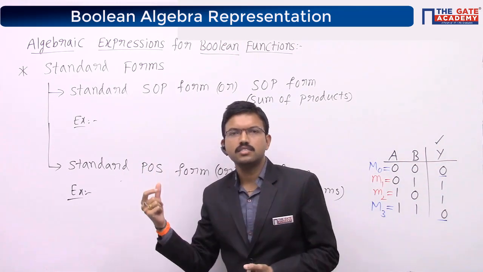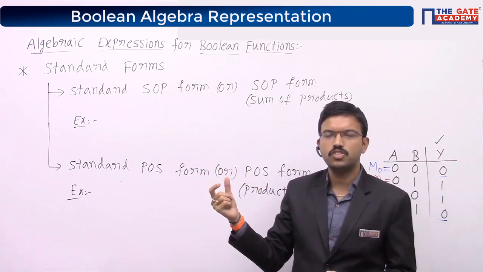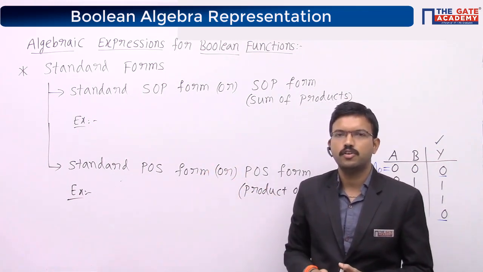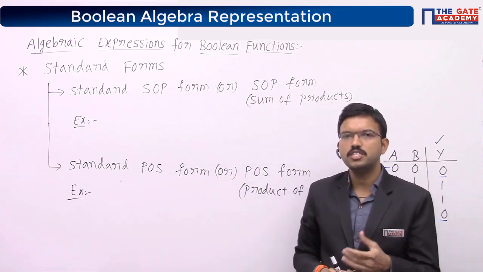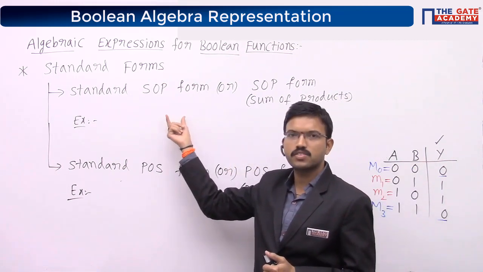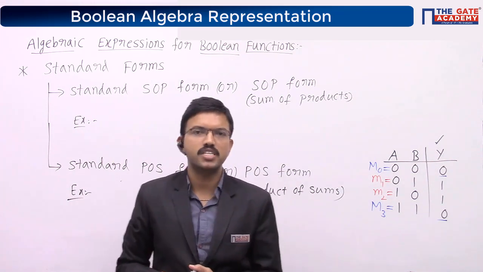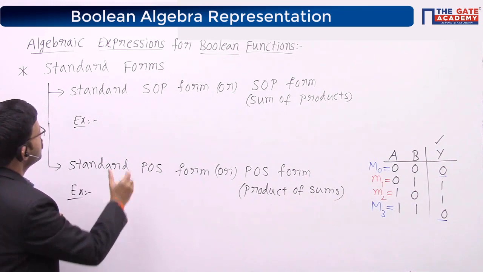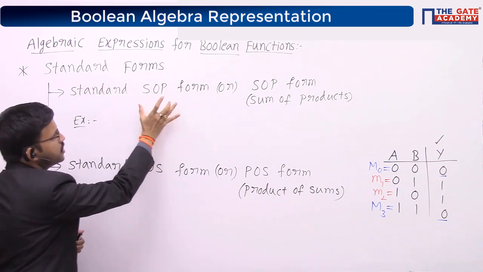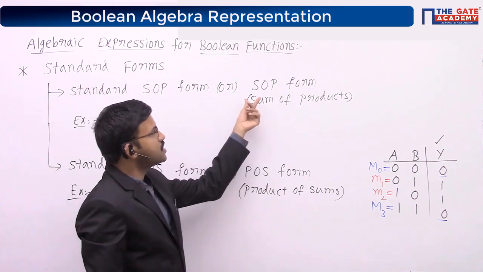Whenever we write the Boolean expressions from the truth table, that time we will get canonical form, either sum of minterms or product of max terms. If simplification is possible, after that we will get like this. Suppose you are having sum of minterms, after doing simplification you will get sum of products. See, here we are having standard forms, standard SOP form, or simply we will call it as SOP form.